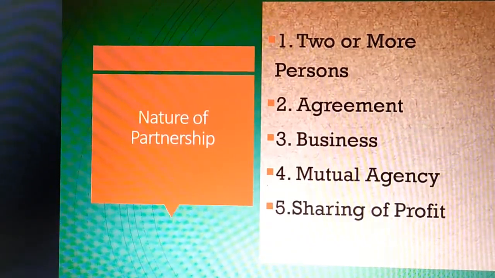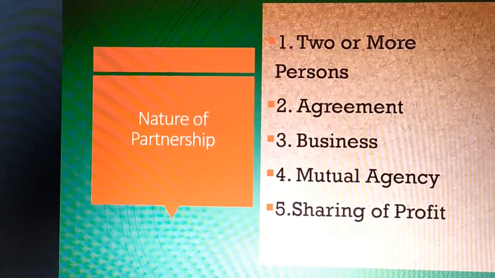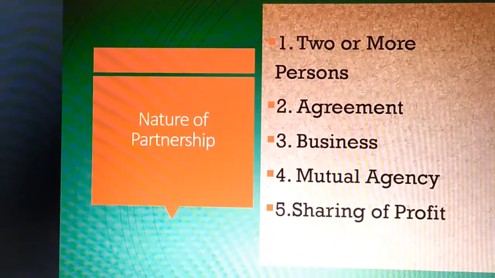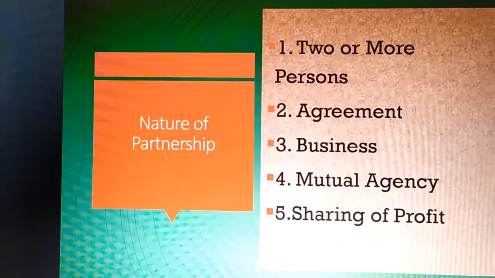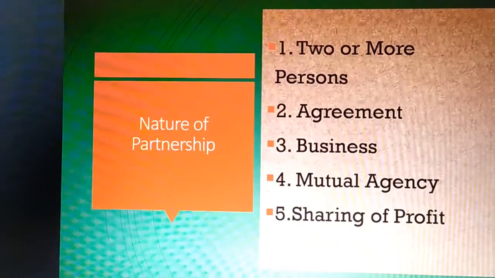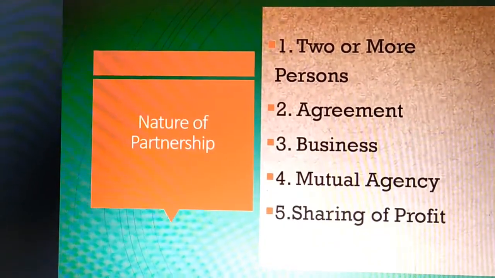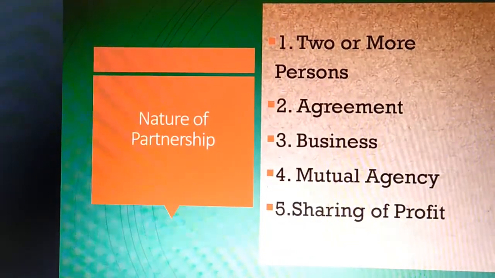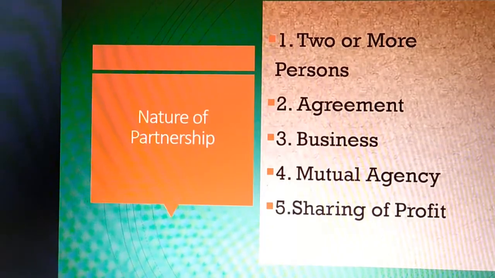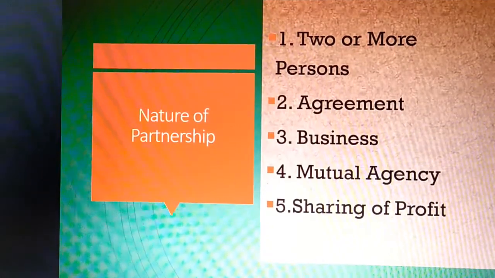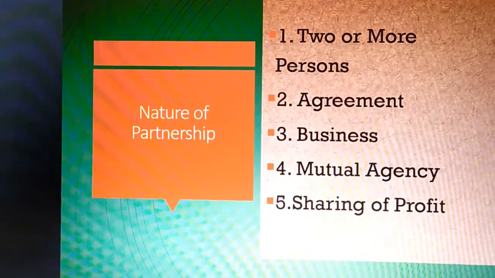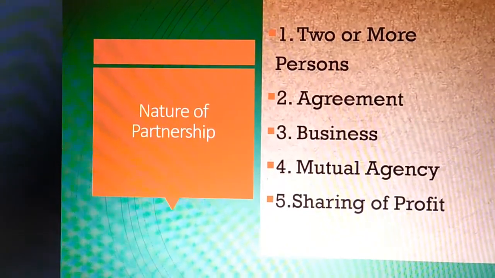The same way, if any of the partners is acting or having some agreement, then the remaining partners will be a principal for the act of that partner. So we say that there is a mutual agency, which is the partnership, and every partner is an agent as well as a principal, and the agreement here will be of sharing of profits.